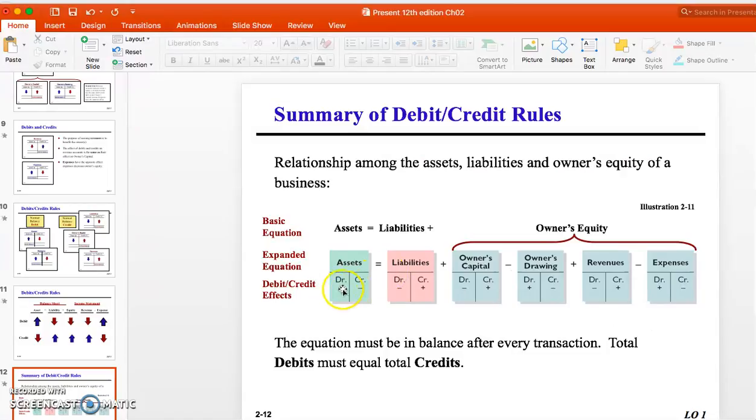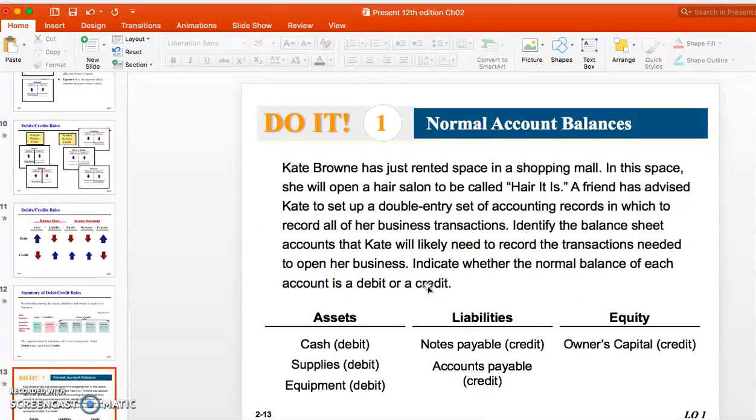Another maybe helpful one: debits and credits. To be honest, this is the harder part of accounting and finance, because you're just starting off with this and it's like a whole new language. So read this as much as you possibly can. Here's an example of somebody who has just rented space in a shopping mall. And this will help you, if you read this, to answer the questions for the first discussion post.